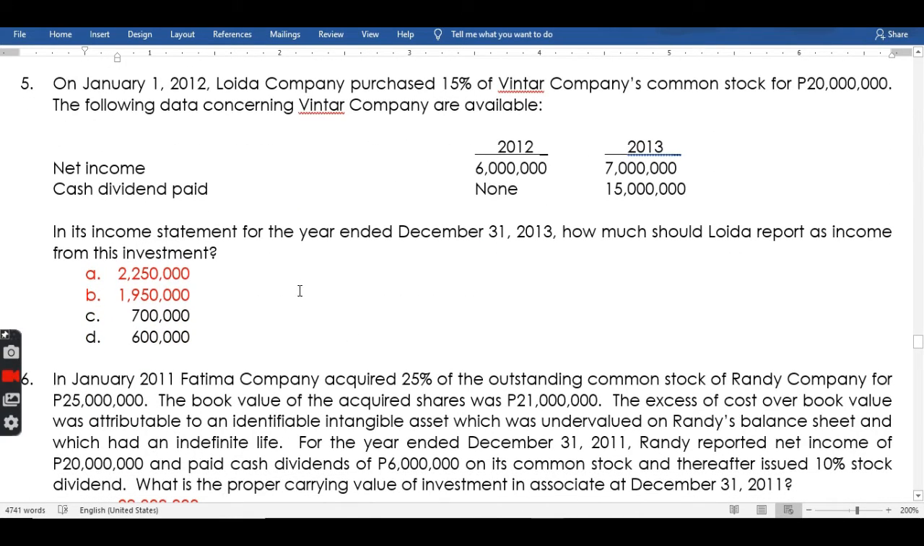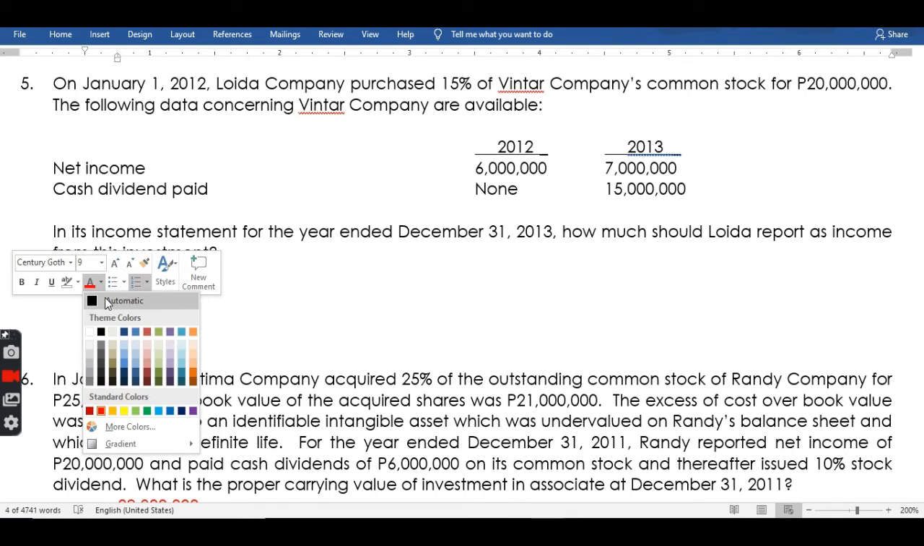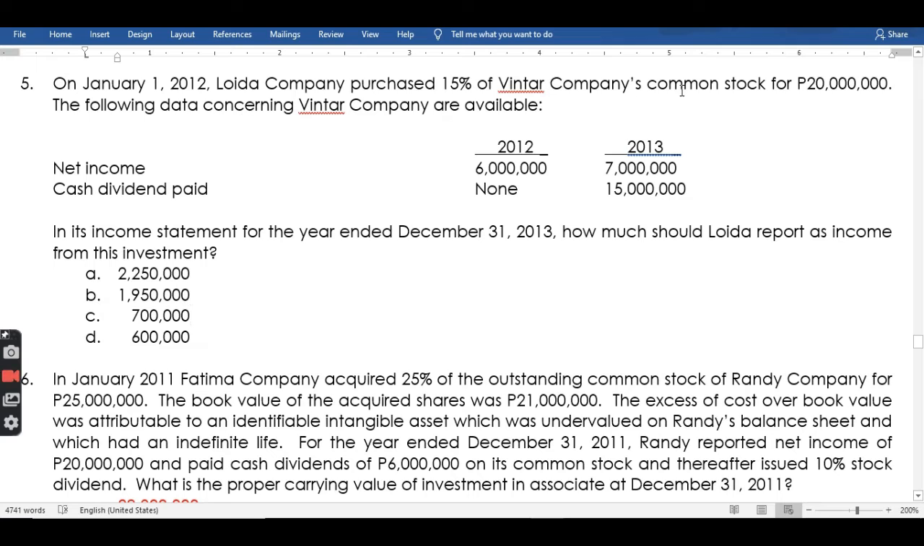Number 5, on January 1, 2012, Lloyda Company purchased 15% of Winter Company's common stock for 20,000. Huwag nyo munang pansinin ito kasi mali yung nailagay dyan. Mamaya natin lagyan. Okay? So, 20 million yon. The following data concerning Winter Company are available: net income, pagkatapos cash dividend paid. Okay? In its income statement for the year ended December 31, how much should Lloyda report as income from this investment?